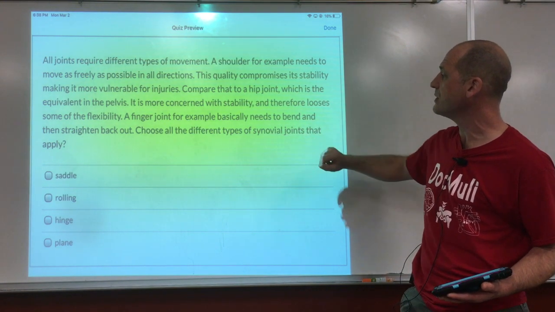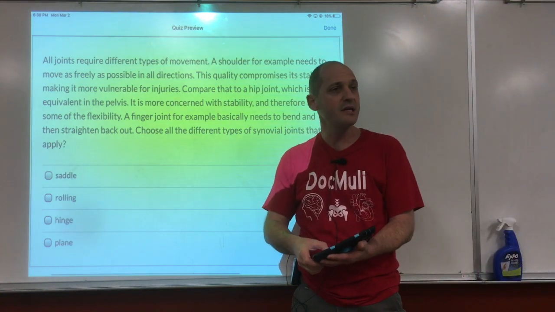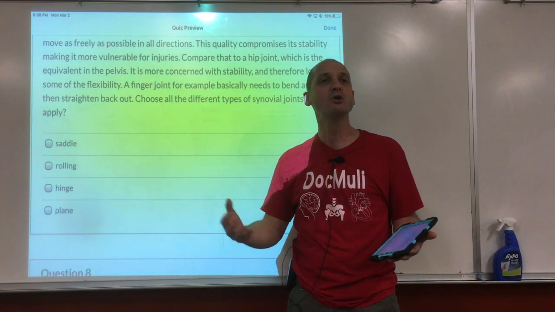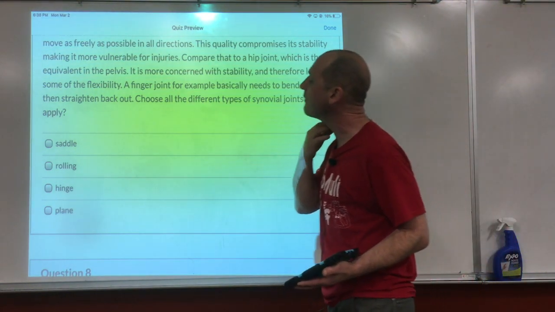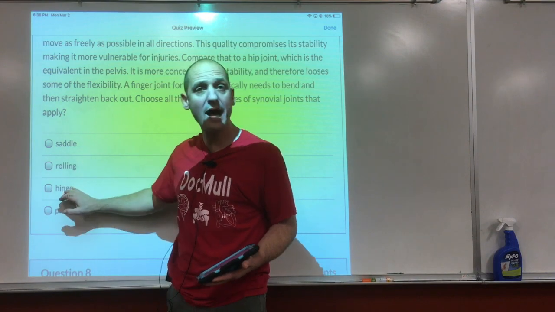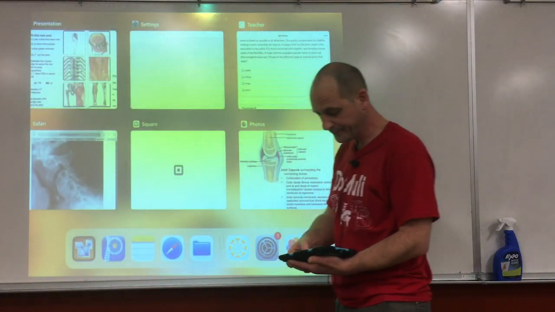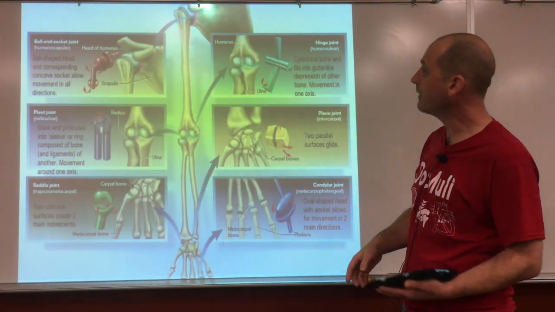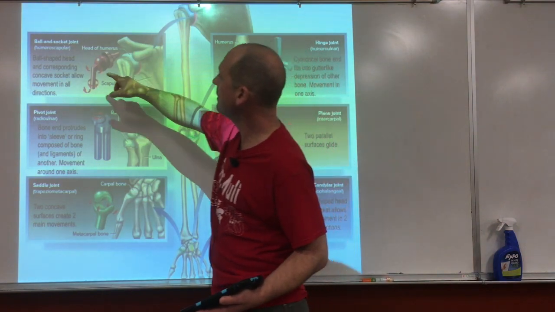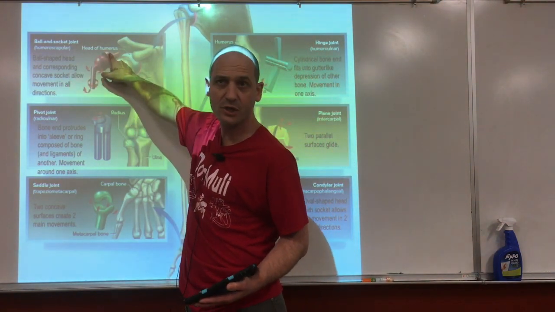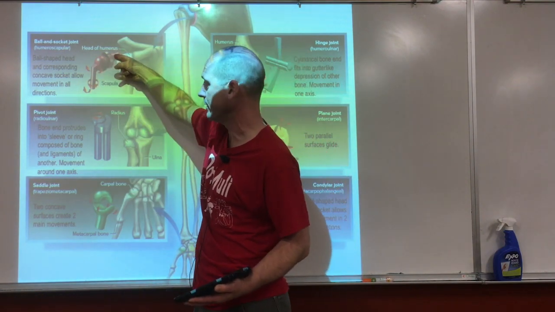Let's go through all the different joint types that we have. A joint is shaped by what motion it needs to do. What kinds of joints do we have? We have hinge joints. Let's just go through it real quick. These are the ball and socket joints. The humerus is a good example. You can move in all directions. You've got a ball and a socket.